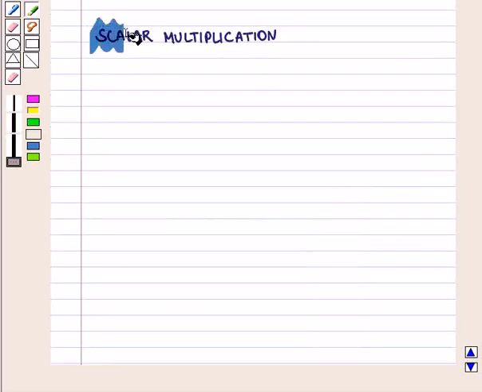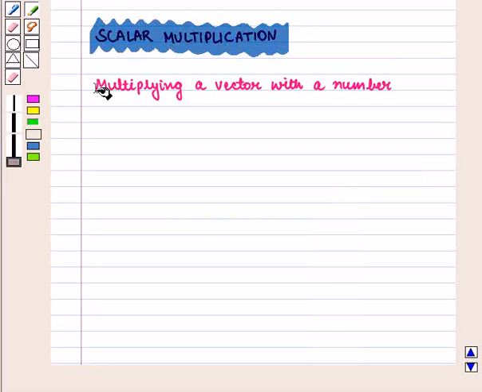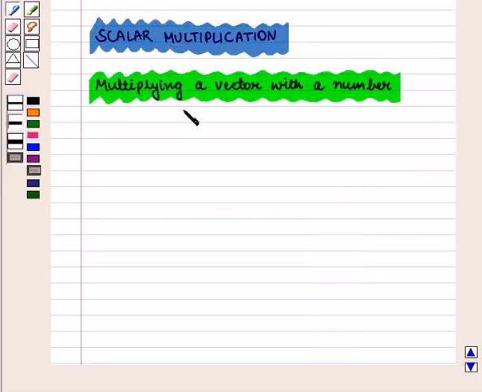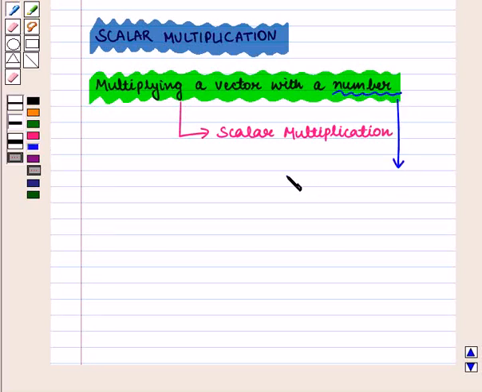First of all, we shall discuss scalar multiplication. Multiplying a vector with a number is called scalar multiplication. The number is called scalar because it does not have a direction.